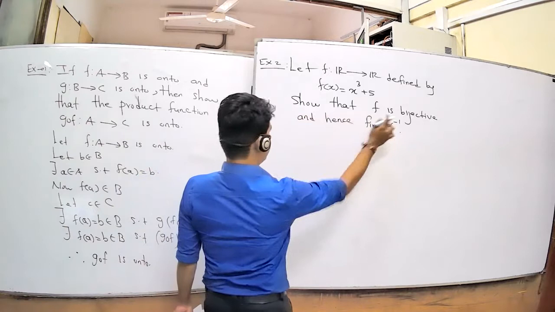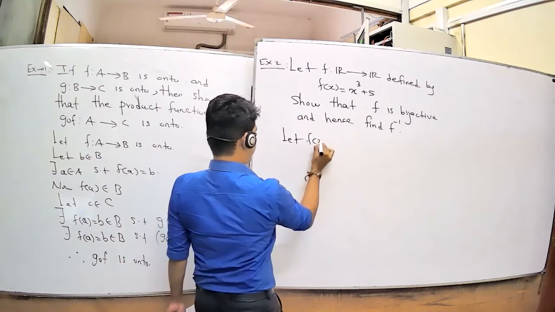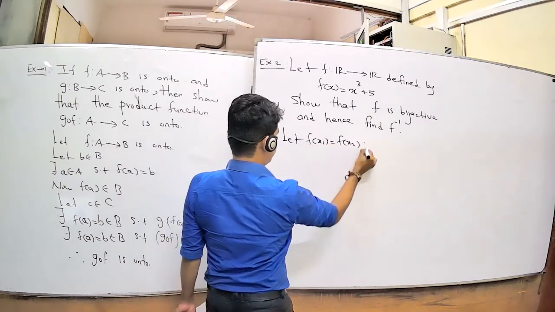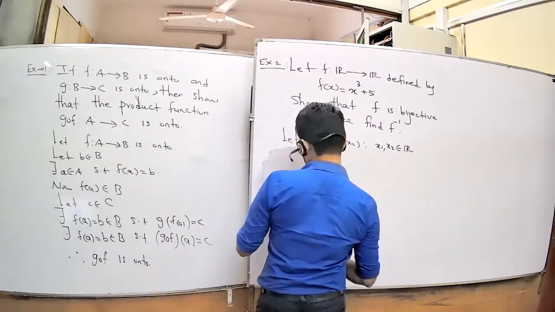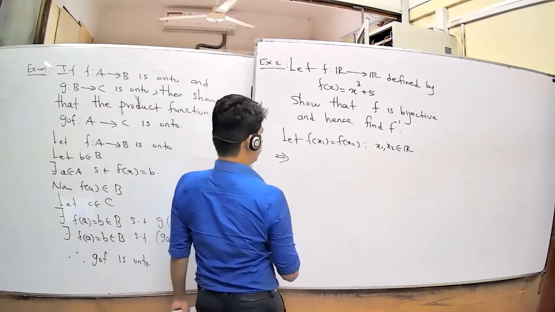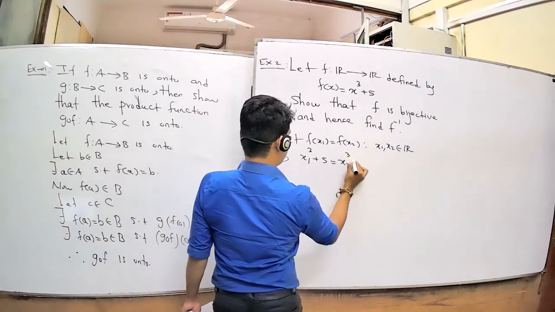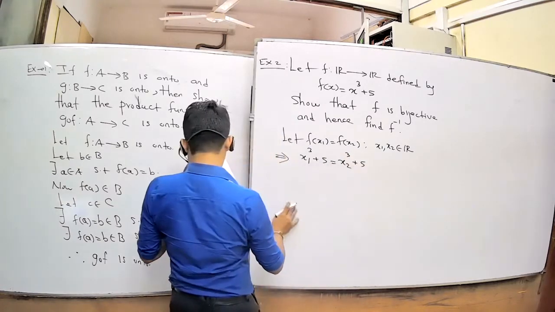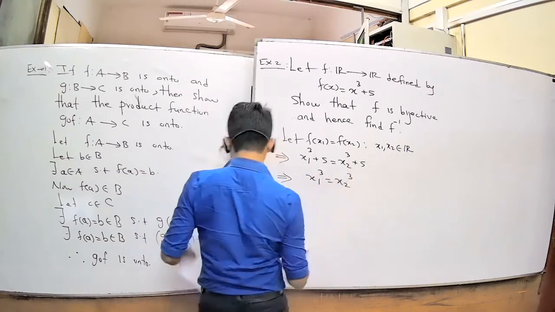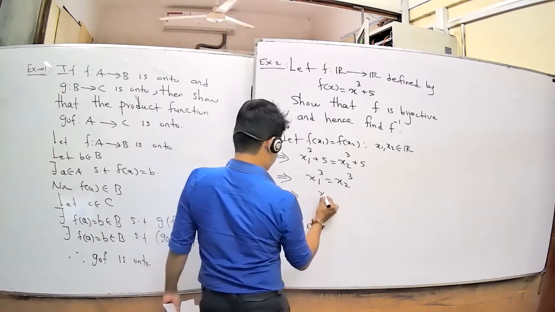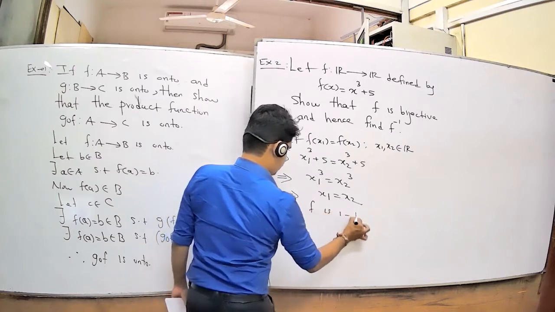First you want to show that f is bijective, therefore you want to show that f is one-to-one and onto. Let f of x1 equal f of x2, where x1, x2 belong to real numbers. Then you will get x1 cube plus 5 equals x2 cube plus 5. This implies x1 cube equals x2 cube. This implies x1 equals x2. This means f is one-to-one.